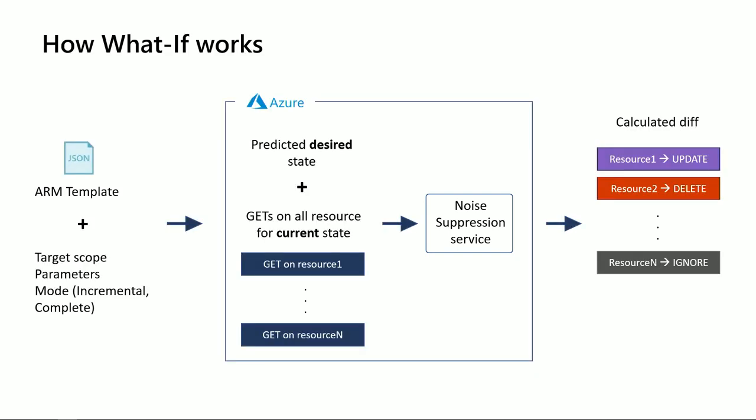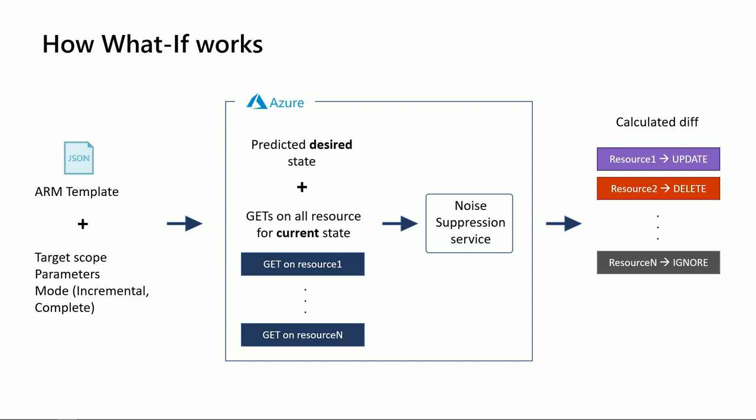Once that's done, I get a calculated diff. So we'll see, you get a nice clean output of what we think that we're going to do. We'll show you a list of the resources, what action we're going to take on that resource, whether it's an update, a creation, a deletion, or if we're going to ignore the resource. And then you have all the information that you should need to confidently say, I want to do this deployment or I don't want to do this deployment.